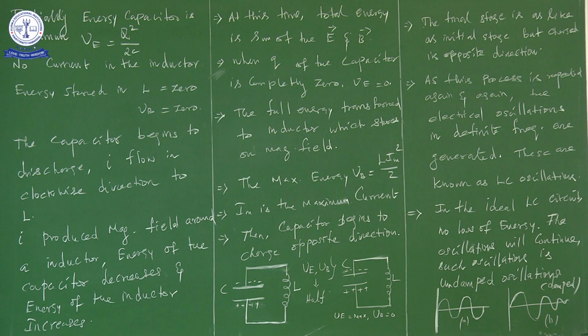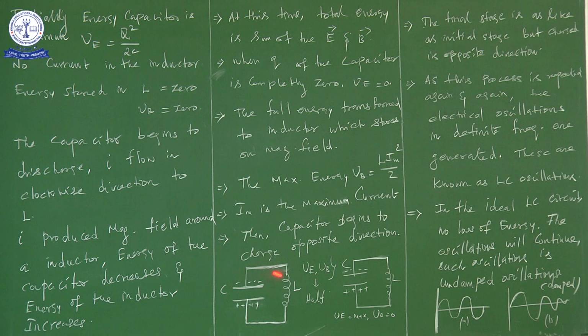That means it will be moving back and forth from capacitor to inductor or inductor to capacitor, as we say. The final stage is just like the initial stage, but the charge is in the opposite direction. So the final stage and the initial stage are the same. Finally, the capacitor will be getting the charge, but it will be in the opposite direction. So this process is repeated. I keep repeating this process.